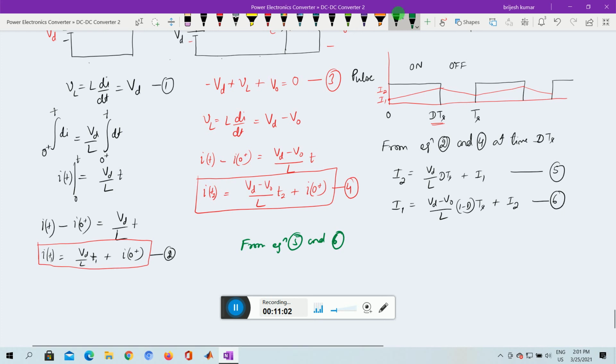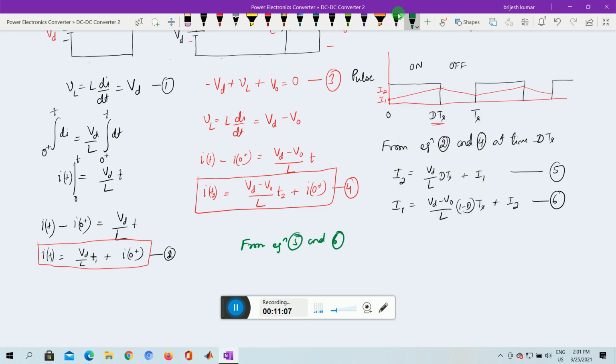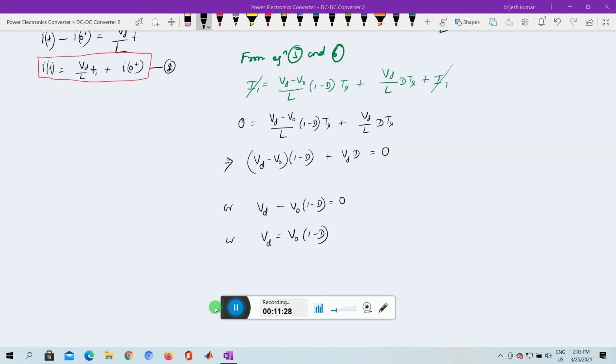So what we get from equations 5 and 6 is this: I1 is equal to (Vd minus V0) by L times (1 minus d) times Ts. The I2 value we substitute here, Vd by L times d times Ts plus I1. This I1 cancels out. Let us solve. By solving this equation, we get 0 is equal to... I1 cancels, so the other terms are written as they are.